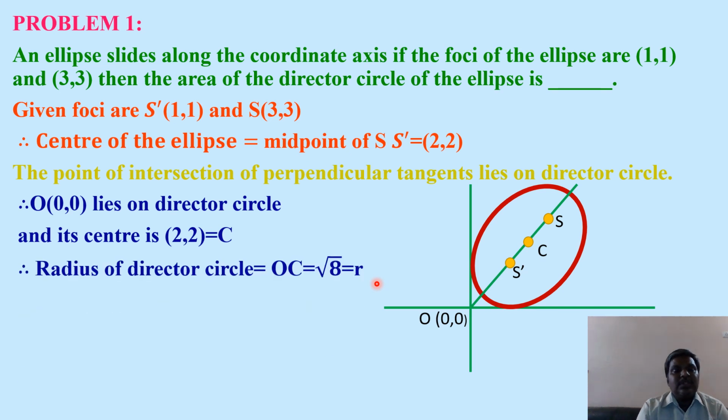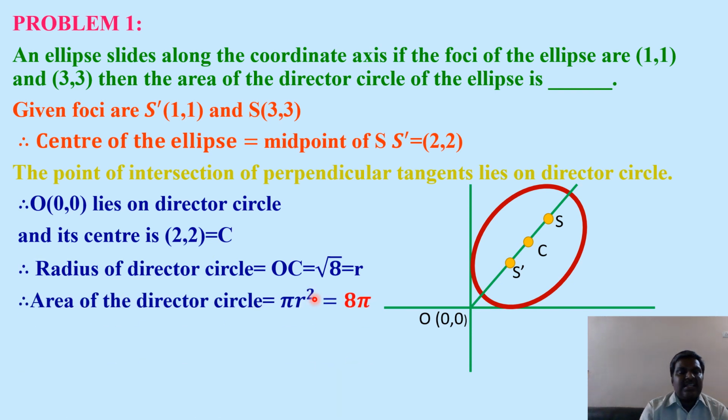So the radius of the director circle is OC. The distance from O to C is root of (2 minus 0) whole square plus (2 minus 0) whole square. That is root of 4 plus 4, that is root 8. Therefore, R is equal to root 8. Once you get the value of R, you can write the area of the circle. Area of the circle is equal to pi r square. R square is 8. Therefore, the answer is 8 pi.